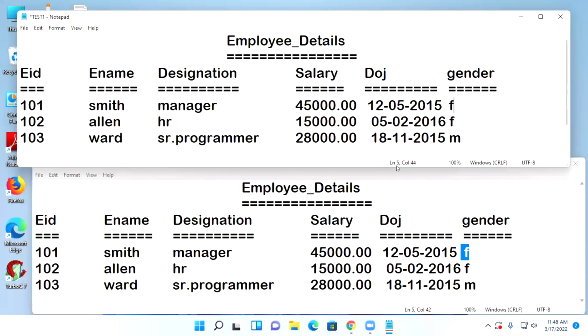Smith is a female. Yes, but is that kind of thing happening here? No. So if one file changes, the second file is not affected. If it is not affected, the data will be wrong. It was showing wrong data. That is called an inconsistency problem.